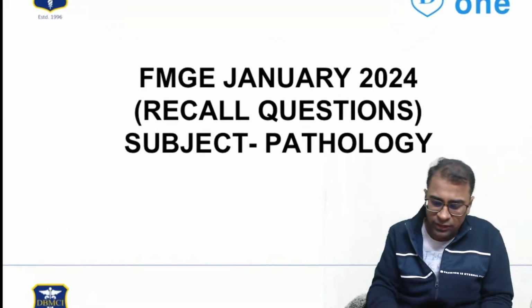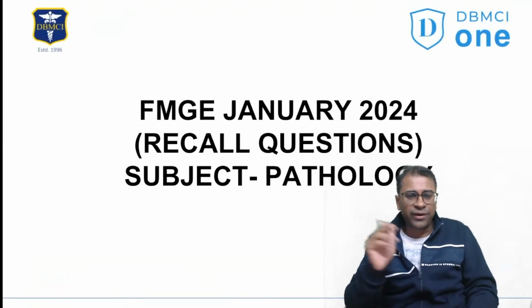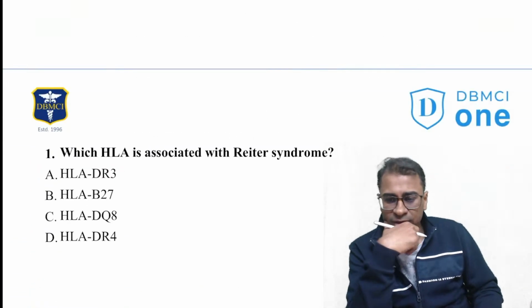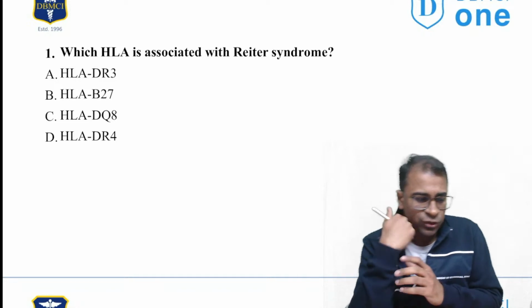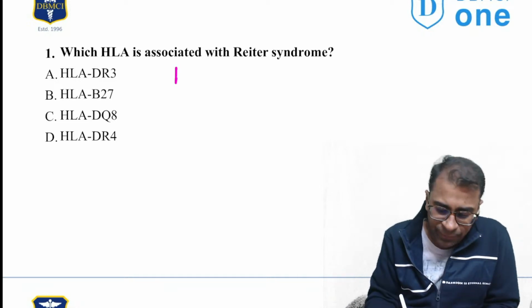This one was skipped. Sorry. Let's discuss this one as the last session here. The first one: with Reiter syndrome, what is there? Very simple. Pari is the mnemonic for it.